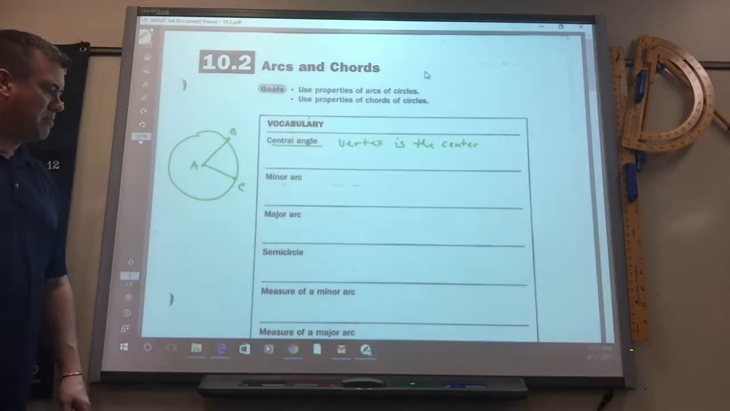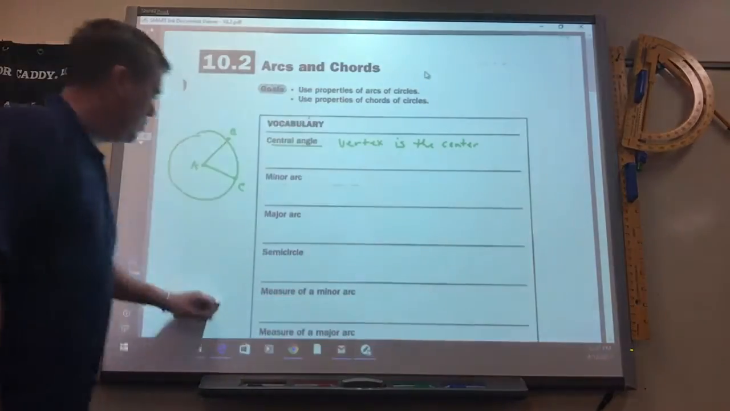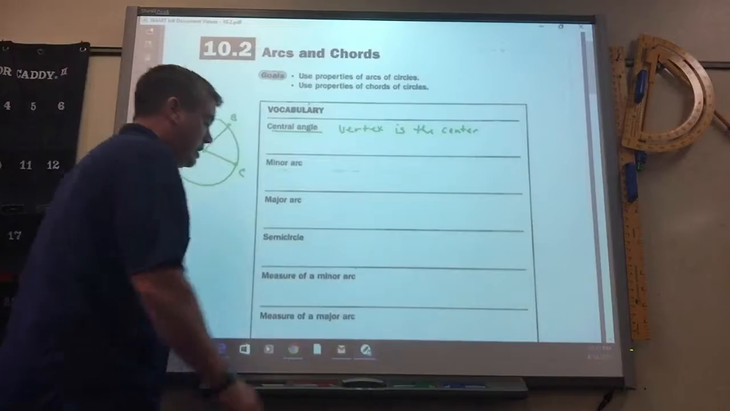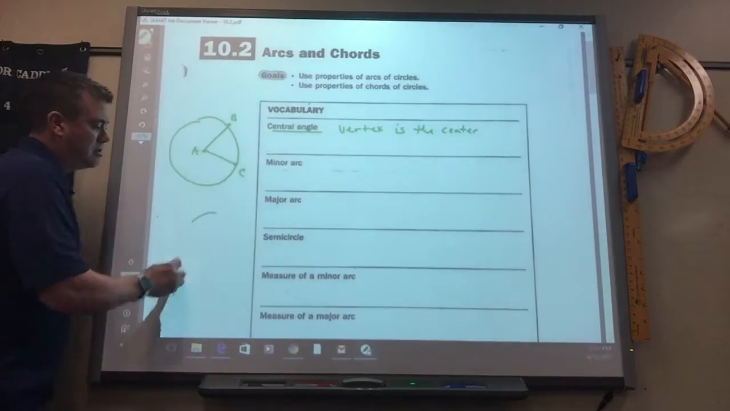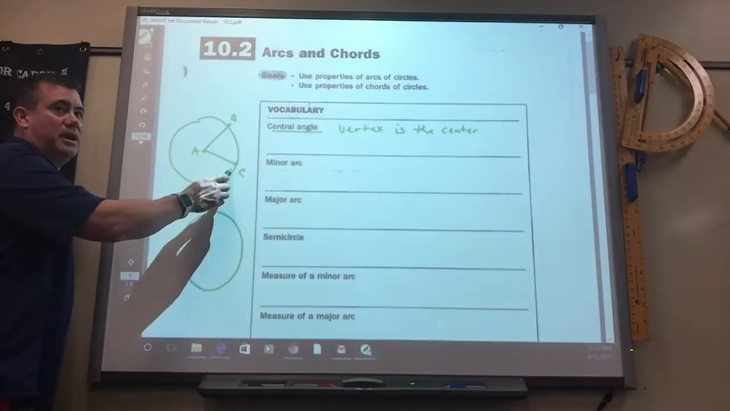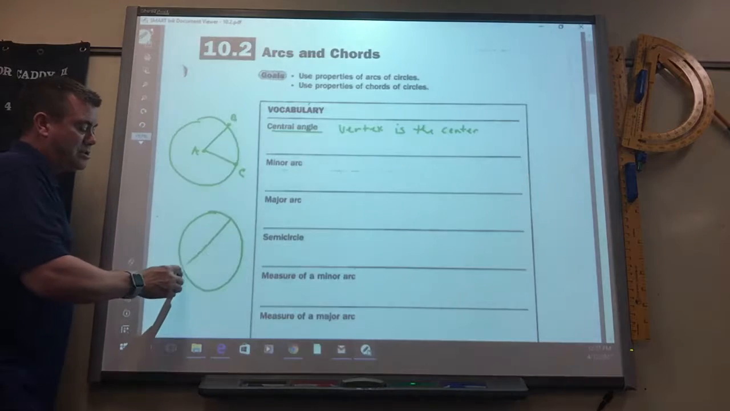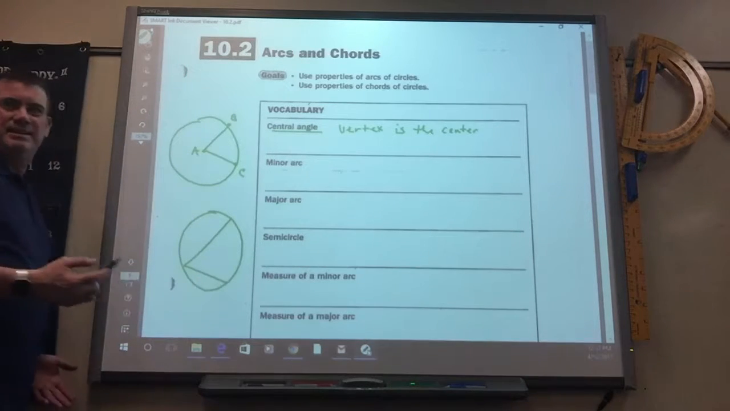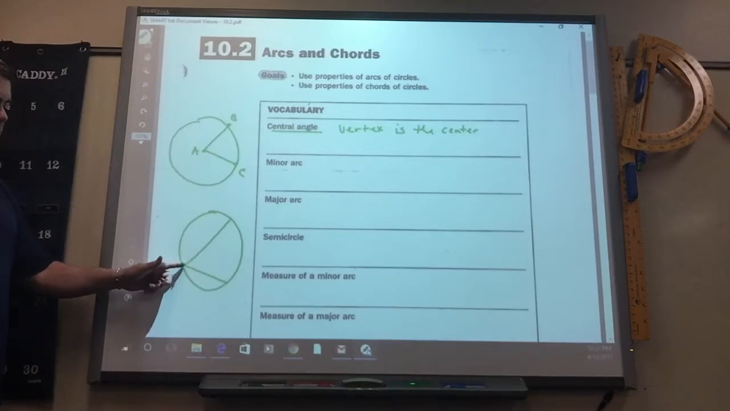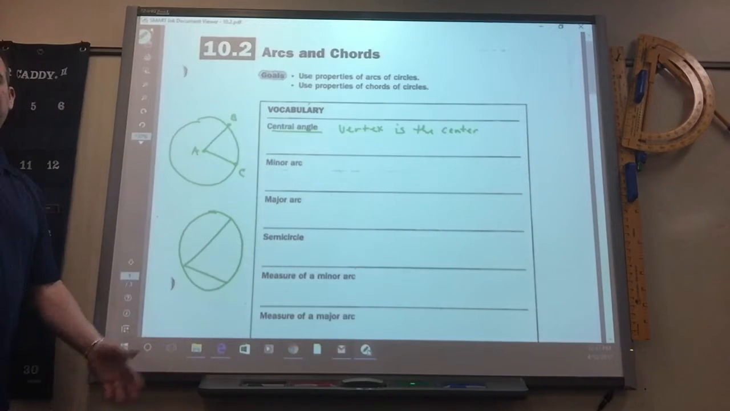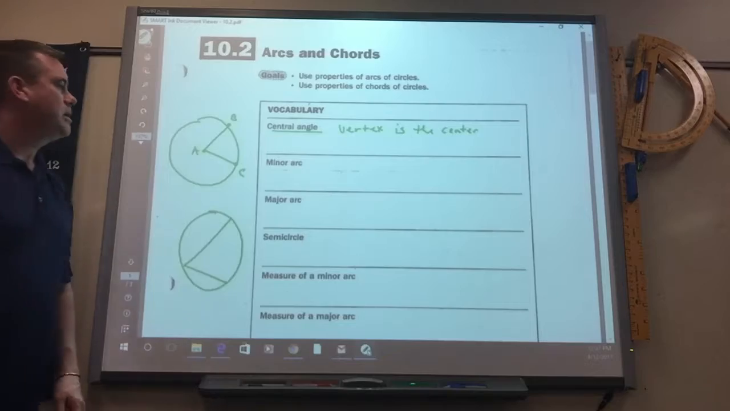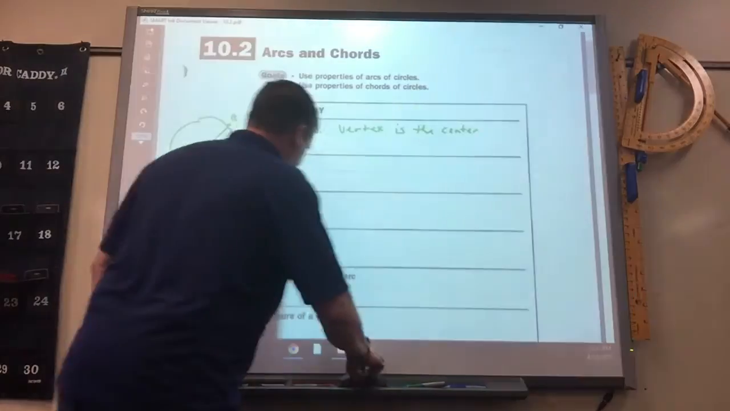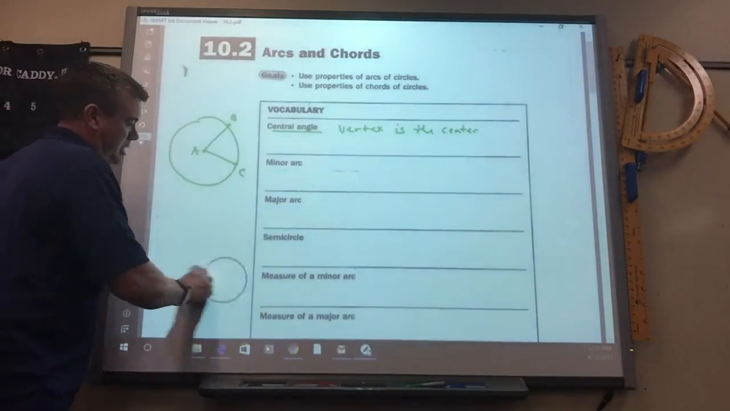Now, just to jump ahead a little bit, there's two types of angles. There's a central angle and there's an inscribed angle. So the difference is the inscribed angle has the vertex on the circle, and the central angle's vertex is in the center. Okay? Makes sense. So today's is just identifying these. It's pretty easy.